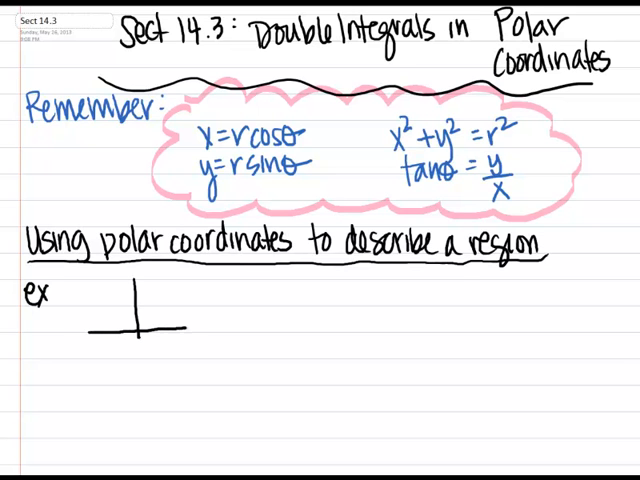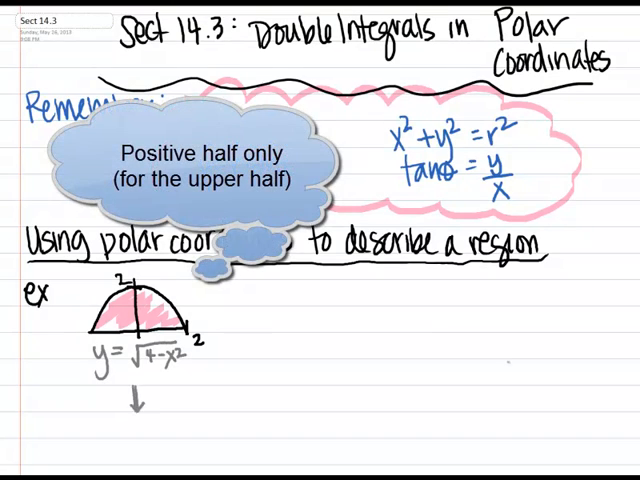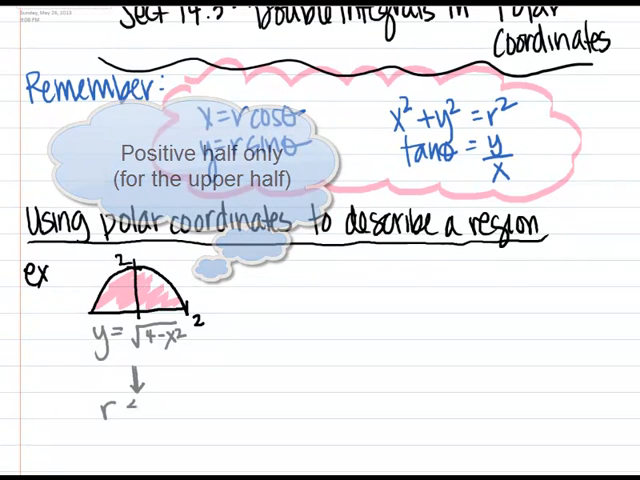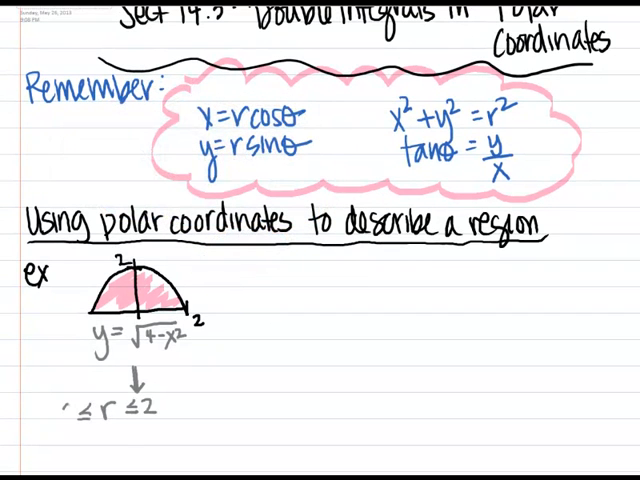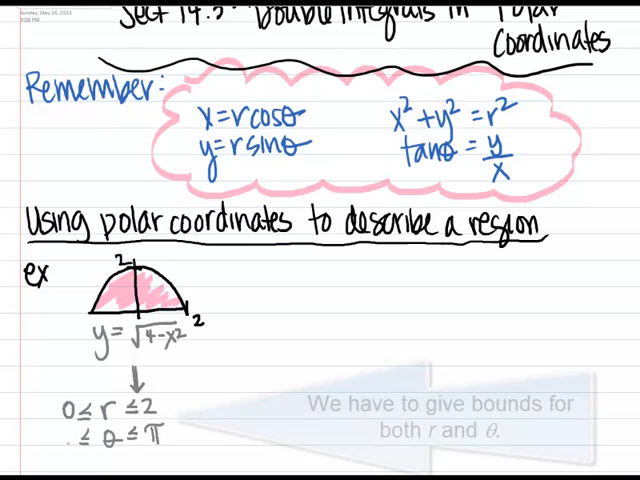If we have a semicircular region with a radius of 2, in rectangular form this would be y equals the square root of 4 minus x squared, but in polar form, r is between 0 and 2, and theta is between 0 and pi.